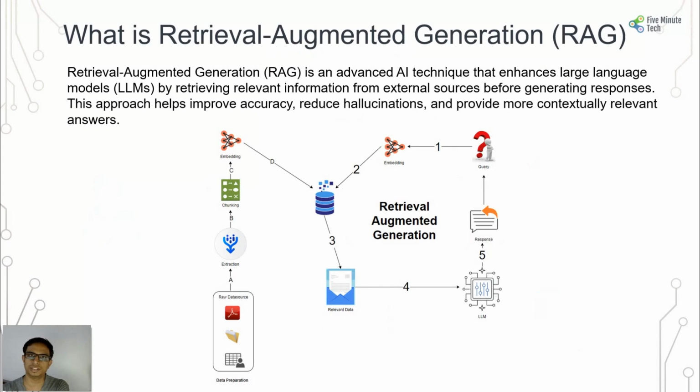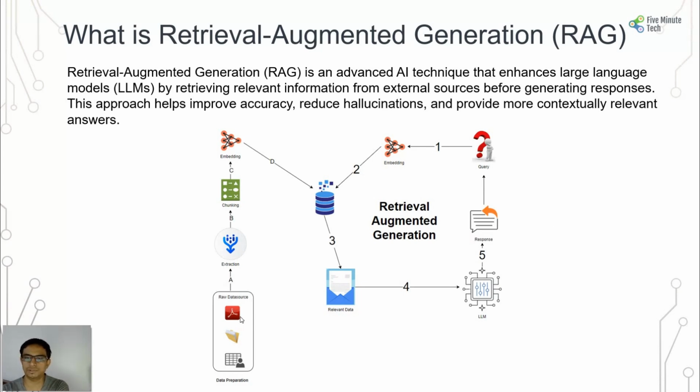We need to first understand what retrieval-augmented generation is. Retrieval-augmented generation is an advanced AI technique that enhances large language models by retrieving relevant information from external sources before generating responses. This approach helps in improving accuracy and reduces hallucination, wherein the model tries to assume an answer, and provides more contextually relevant answers to your questions.